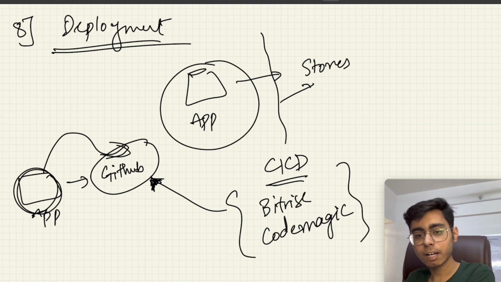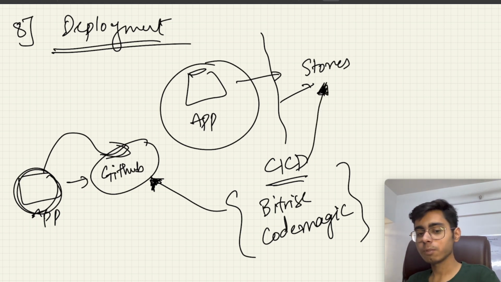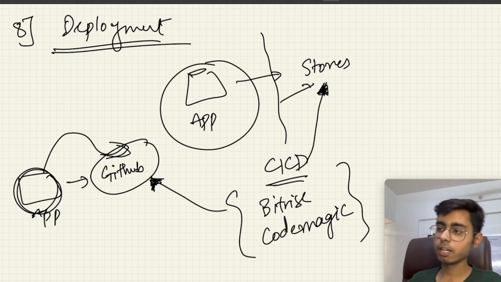Creates a new APK file, creates a new IPA file, and publish it to the stores, right? So using this step, you don't need to actually create a new APK, sign it again, and push it to the App Store or Play Store again, right?